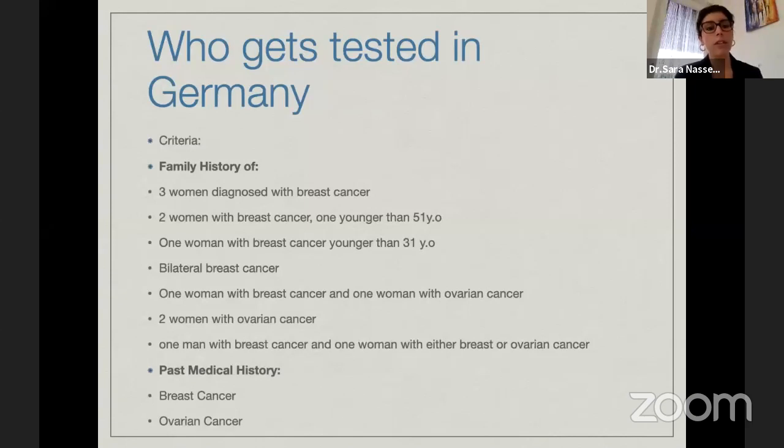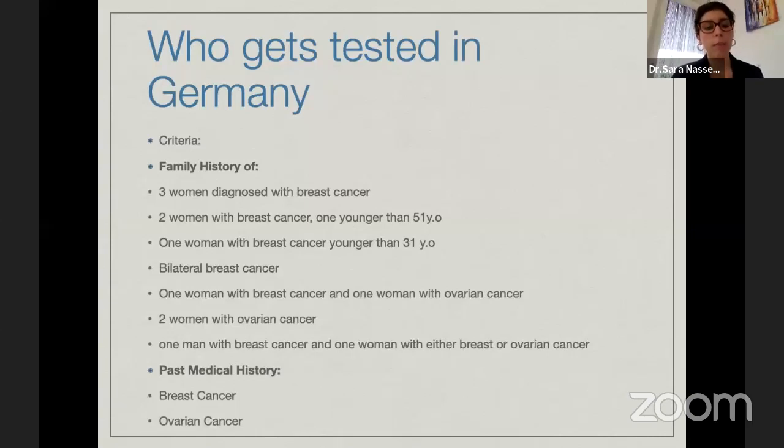So as you can see here, it's a family history. I don't need to go through all of them, but there's, for example, if 3 women in the family were diagnosed with breast cancer, or if 1 woman had breast cancer on both sides, or if there have been 2 women diagnosed with ovarian cancer, for example. And also not to forget, even though it's very rare, men can also have breast cancer. The lifetime risk of a man developing breast cancer is 1 in 1,000. So it's obviously much less than for a woman, but they can still develop breast cancer.